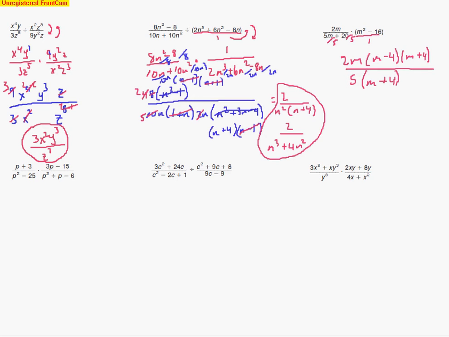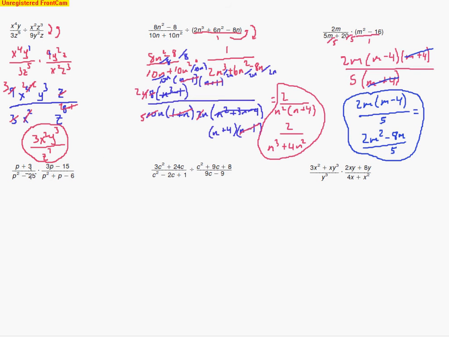So now we can go ahead and cancel out some common factors. The m plus 4s are going to cancel. So I'm left with a 2m times m minus 4 all over 5. There's my answer. Now you could end up seeing that multiplied out. That would be a 2m squared minus 8m all over 5. And so those equal each other. Either way is fine to write down for me.